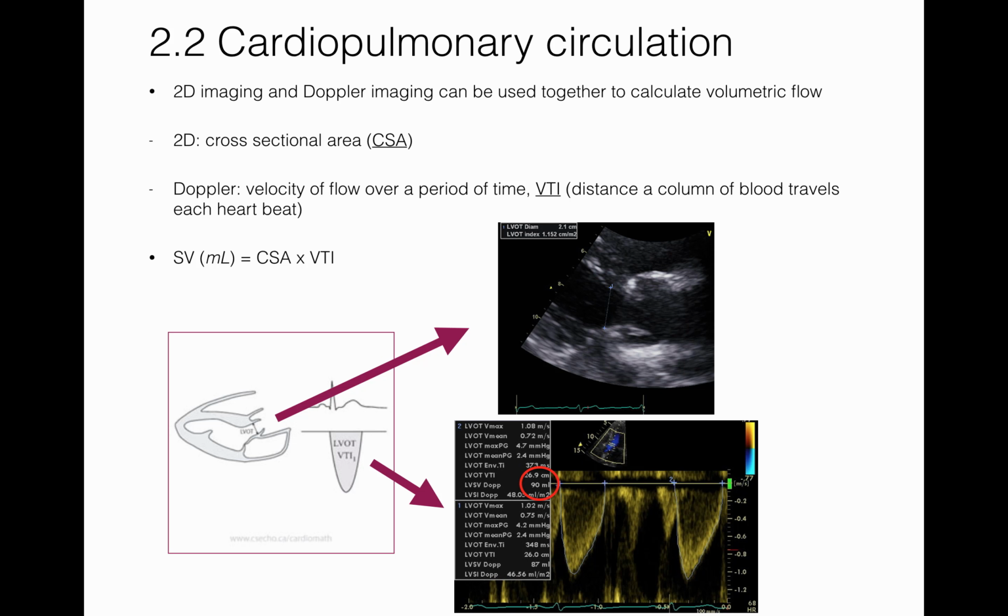2D imaging and Doppler imaging can be used together to calculate volumetric flow. That is, by measuring the cross-sectional area of the left ventricular outflow tract with 2D and the velocity of flow over a period of time, that is, tracing the VTI measured with pulse wave Doppler, left ventricular stroke volume in milliliters can be calculated.